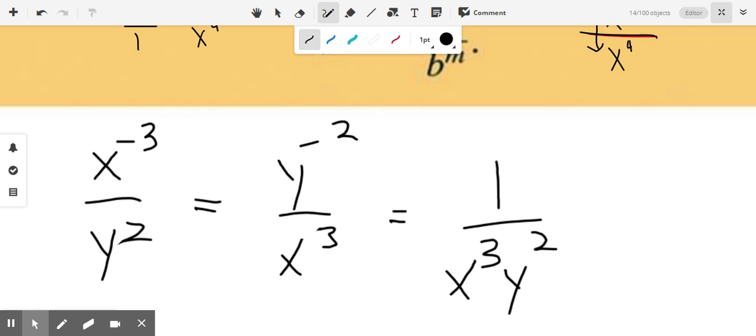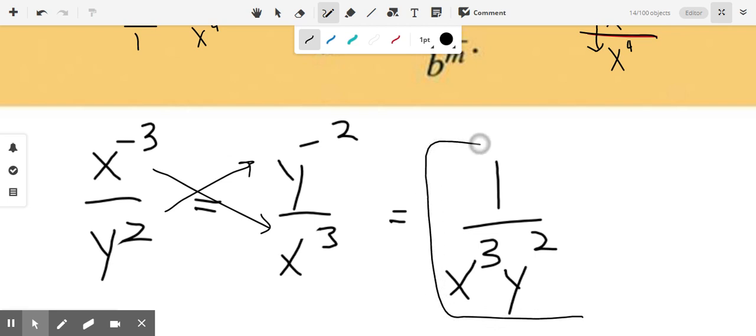If I have x to the negative 3 over y squared, notice if I move the y squared to the top, it becomes y to the negative 2. I moved it from the bottom to the top, so it changed the sign. If I take x to the negative 3 and move it to the bottom, it becomes a positive 3. Now, I would not work a problem like that because now I still have a negative exponent. So really what I should have done is left the y squared where it was because it was positive and only moved the x to the negative 3, so that I end up with this answer right here.